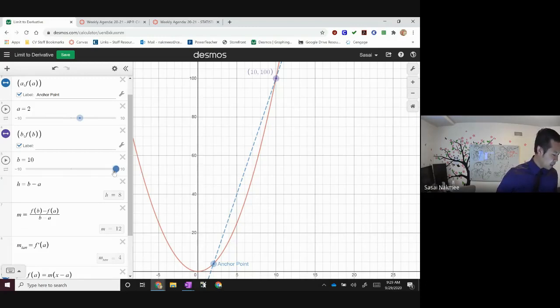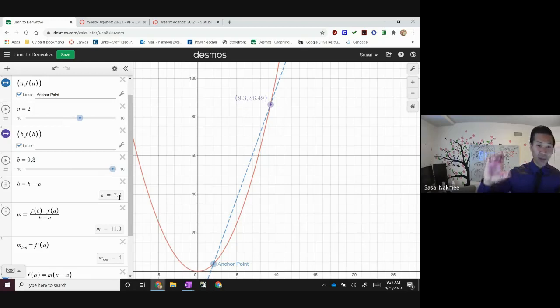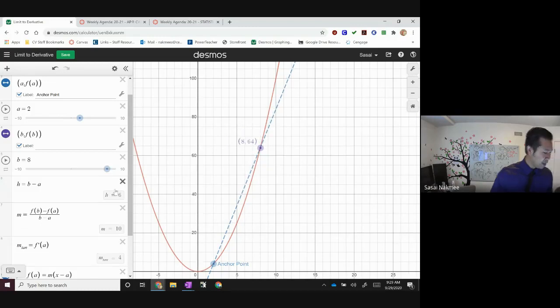So as I decrease my b value, I decrease my h as well, how far away it is from my anchor point. As I decrease here to, let's say, x is equal to 8, the distance away from my anchor point is 6. But look here. The slope of my secant line is 10. That's this line right here.